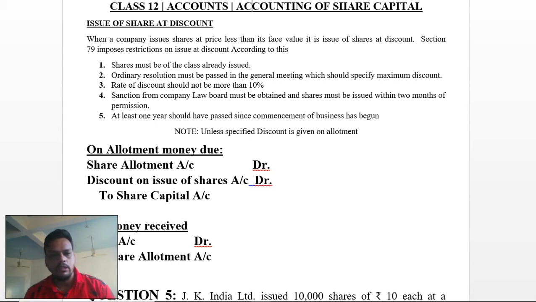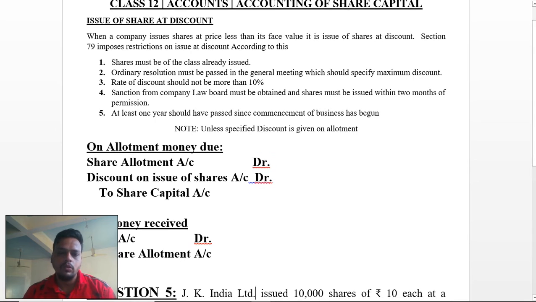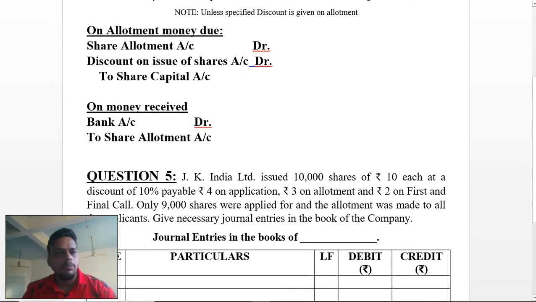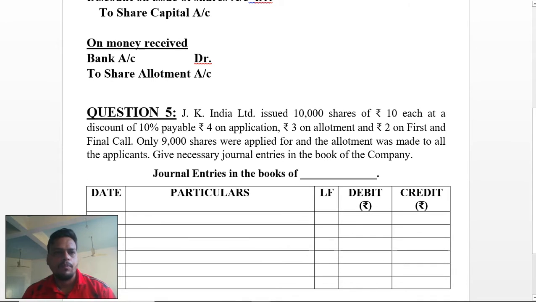If in question there is no mentioning where the discount has been provided, then you have to ultimately write the entry of discount on allotment. So here are the certain entries: on allotment money due, share allotment account debit; to discount on issue of shares account debit; to share capital. Here ultimately you have to mention the amount. Now, on money received, the entry will be bank account debit to share allotment, as general entry will be passed for money received.